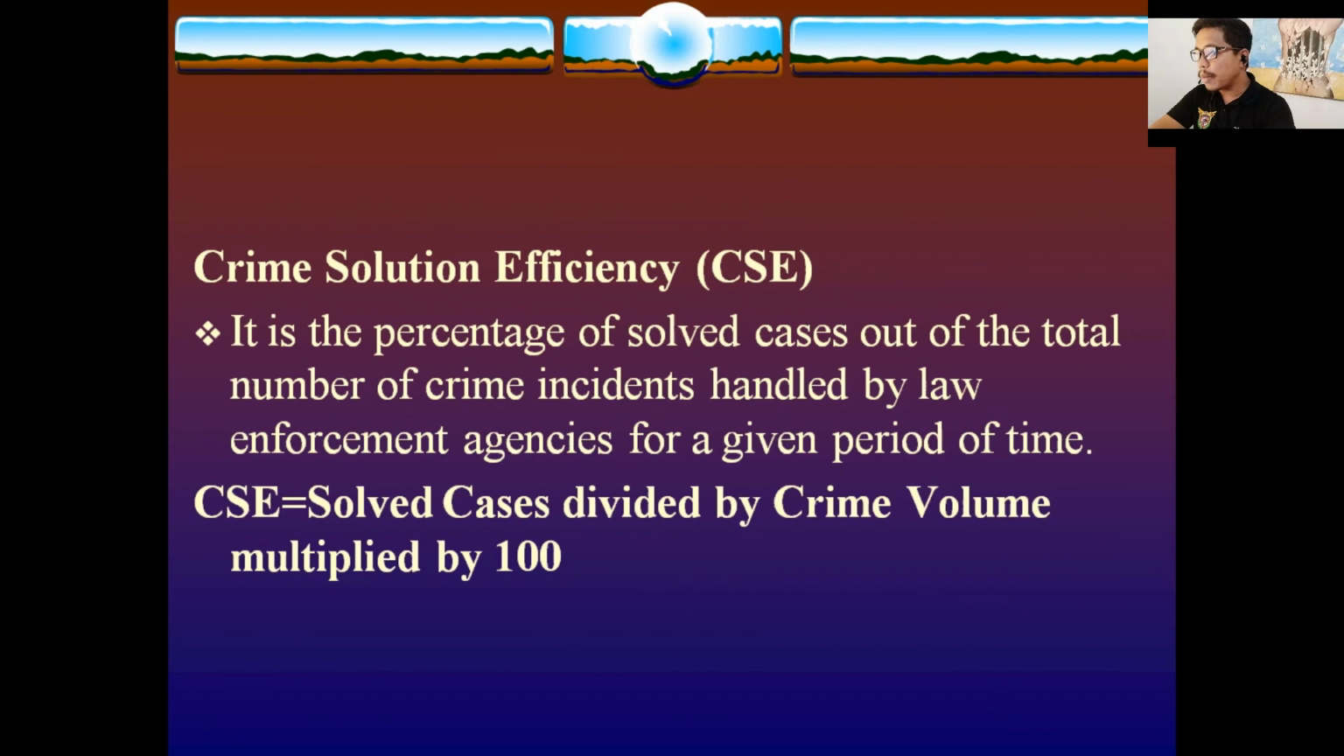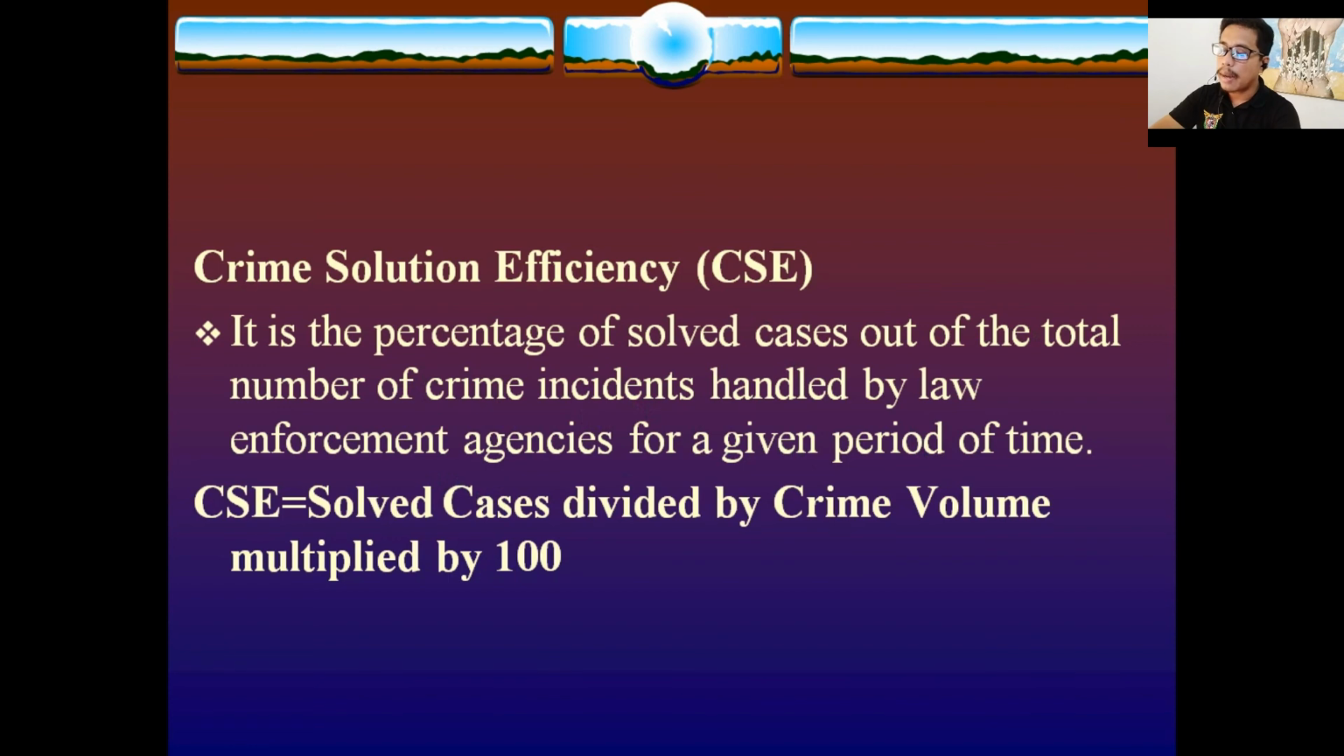Okay? So aside from the crime rate, the next one is crime solution efficiency. We also have a formula. Crime solution efficiency is equal to solved cases divided by the crime volume multiplied by 100. Again, what is crime volume? Crime volume refers to the sum of the index crimes and the non-index crimes. Crime solution efficiency is the percentage of solved cases out of the total number of crime incidents handled by law enforcement agencies for a given period of time.